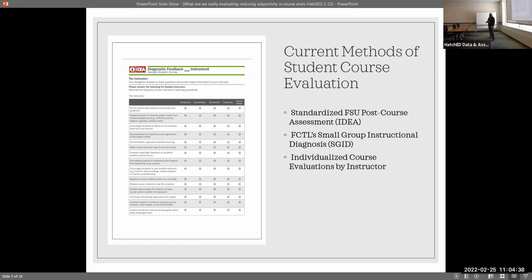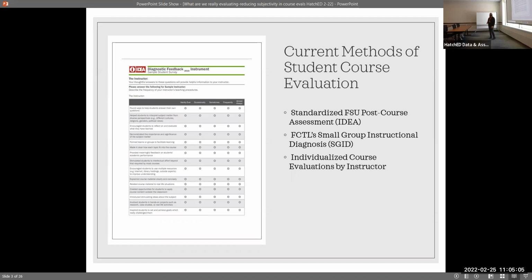We also have the FCTL, Faculty Center for Teaching and Learning, Small Group Instructional Diagnosis Process, or SGID. And as you probably know, this is a process where FCTL will come into your course upon invitation and really talk to students in a small group format to figure out how you are doing with the course. How are you teaching? What do the students think? What could be improved, and so on.